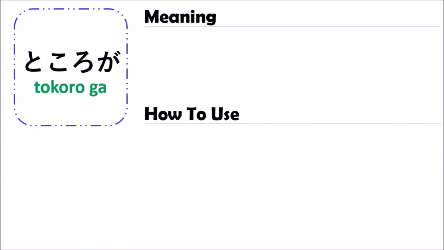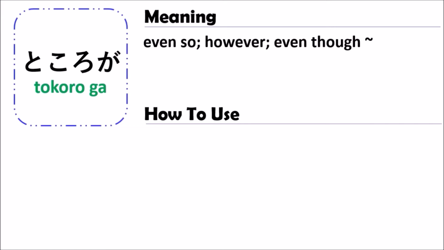Tokoroga and Tokorode may be quite different. Tokoro here is also Tokoro, and in the last lesson we learned about Tokorode. But in this case, we will learn about the grammar of Tokoroga. What is the meaning of Tokoroga? Tokoroga has the meaning of however, even so, even though, or something like this. It doesn't have the meaning of "by the way."